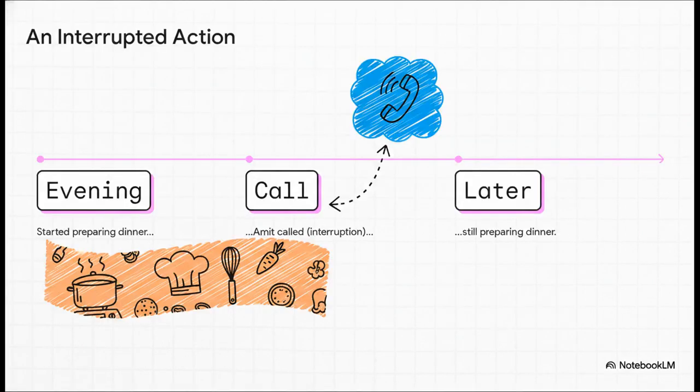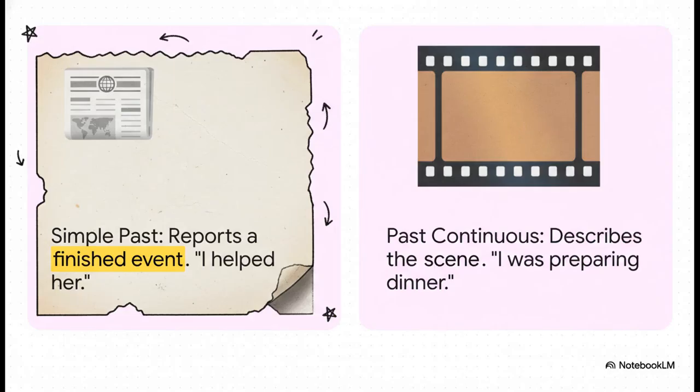Oh, this visual really shows how these tenses play together. That long bar, that's the ongoing action, preparing dinner in the past continuous. And that little point that cuts right into it, that's the interrupting event in the simple past, Amit called. The past continuous gives the context for what was happening when something else happened. So let's put them side by side.